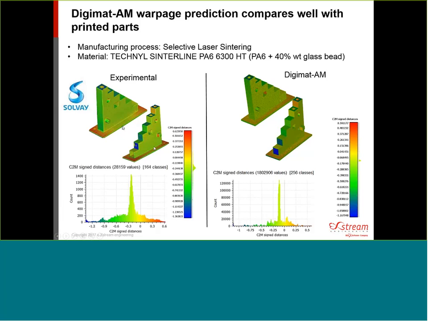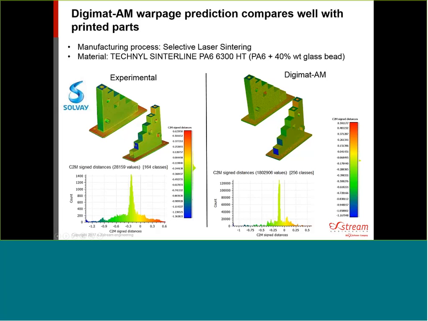So this part was built using material from Solvay Engineering Plastics, the Technyl Sinterline PA6. So it's a PA6 reinforced with 40% weight of glass beads. So it's already a very nicely engineered material. And we have simulated the actual printing of this part, but also measured experimentally what was the warpage after the part was printed. And what you can see on the left-hand side is the warpage that is observed experimentally, through a scan of the printed parts.